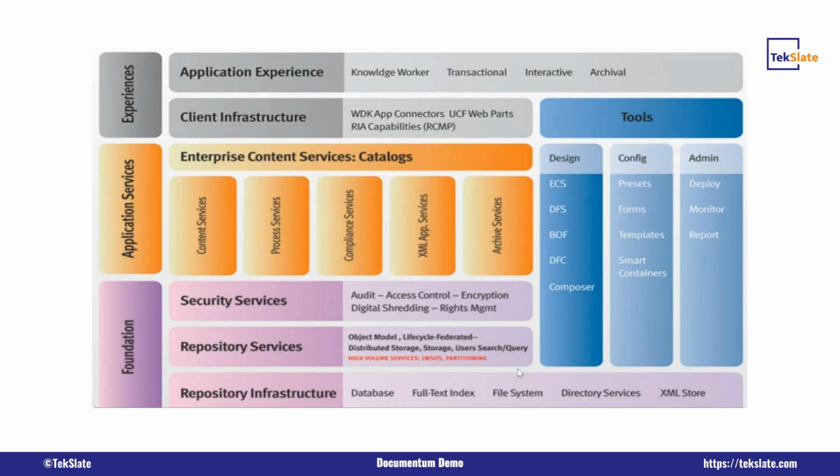So for that, we have to install the content server. Then we have to configure the database in our system. Then the full text index search, through which users are able to search the content, that we have to install. Then the storage, we have to map the storage with our Documentum repository. And then the directory services. Directory services is nothing but the location on which Documentum will be placed.